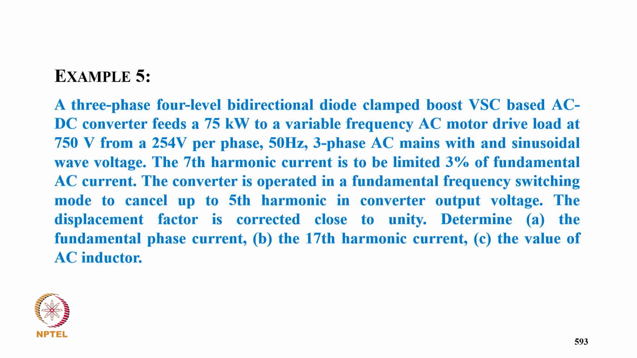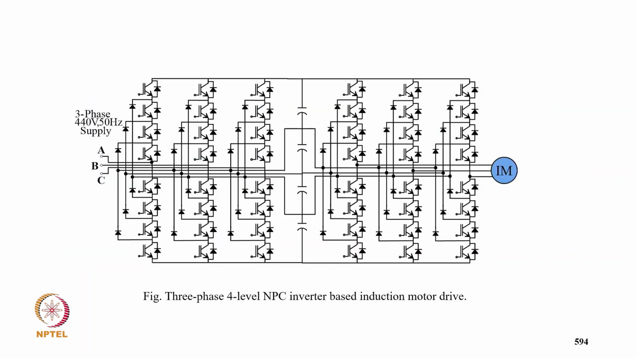7.413%. Coming to example 5, a 3-phase 4-level bidirectional diode clamp boost PFC VSC-based AC drive configured 75 kW at a variable frequency induction motor drive load from 254 volt per phase 50 Hz 3-phase AC mains with a sinusoidal wave voltage. The seventh harmonic current is limited to 3% of fundamental. The converter is operated at fundamental frequency to cancel the fifth harmonic in converter voltage. The displacement factor is corrected to unity. Determine the fundamental phase current, 17th harmonic current, and value of inductor.